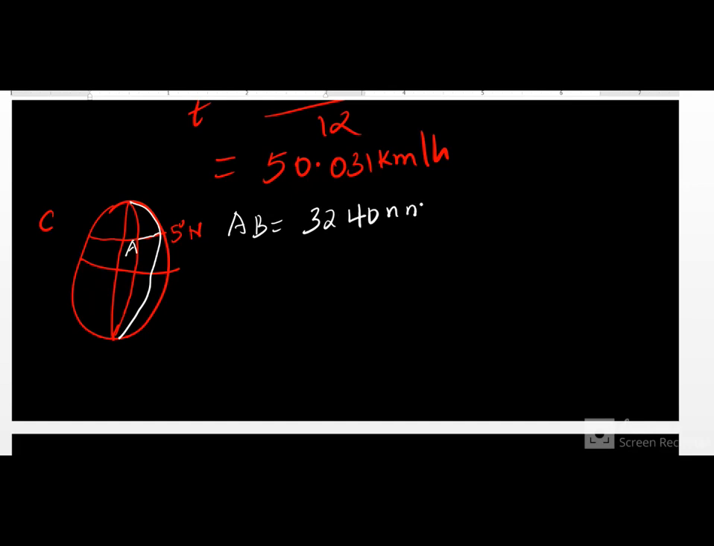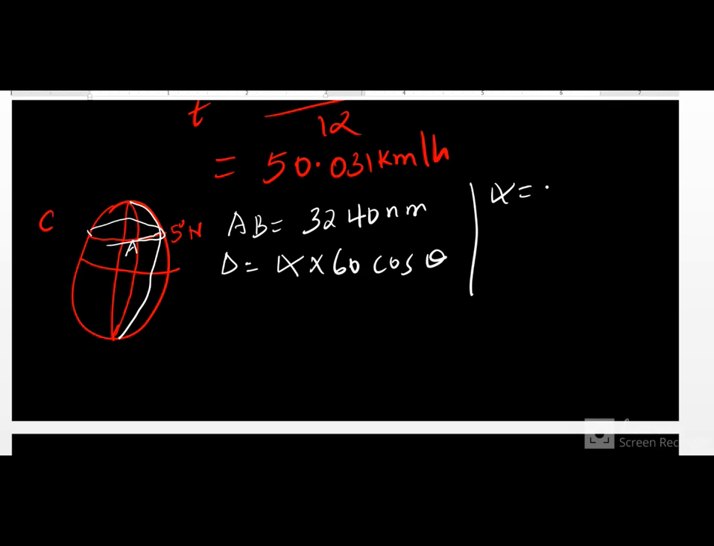3240 nautical miles. And we can see this one is a smaller circle. 5 degrees north is a small circle. How do we calculate the distance in nautical miles on a smaller circle? Distance is equal to alpha times 60 cos theta.